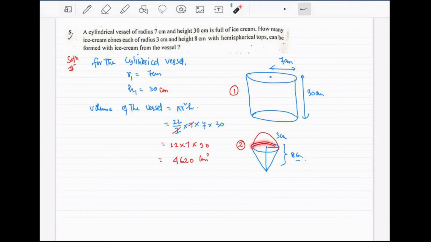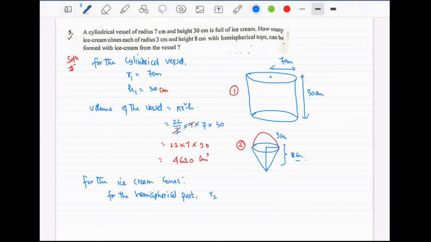Now this small ice cream cone, you find out the volume. So you mention here for the ice cream cones. Remember, an ice cream cone has two parts, right? It has a hemispherical part and it has a conical part. So here you have to mention for the hemispherical part. Let's write the radius as R2, which is equal to 3 centimeter. Height is how much? Sorry, we don't need the height for the hemispherical part.